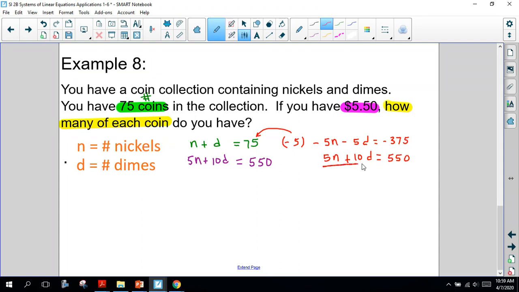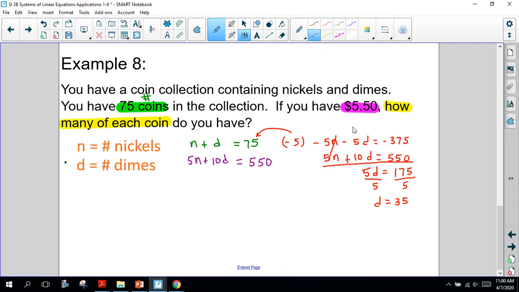All right, so we're now set up, and the n's eliminate because -5n plus 5n. -5d plus 10d is 5d, and that is equal to 550 and the -375, which is 175. We divide each side here by 5. And when we do that, the number of dimes is going to be equal to 35.